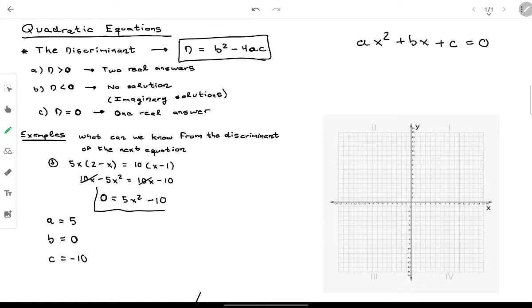So what can we know about this quadratic equation? This quadratic equation is an incomplete quadratic equation because we don't have the 3 terms, we only have 2 of them. And because we only have the x squared and the independent term, this one will be an incomplete pure quadratic equation.